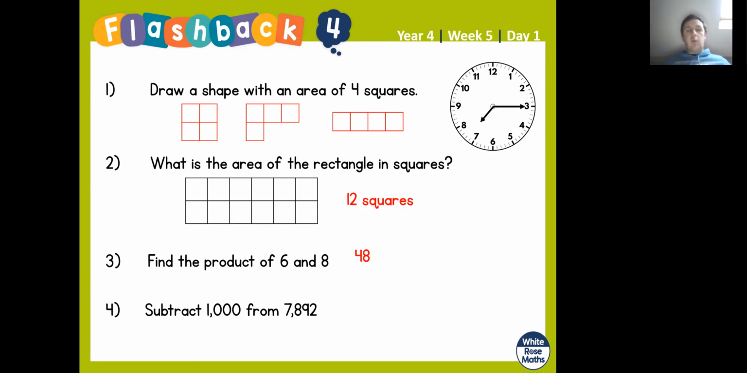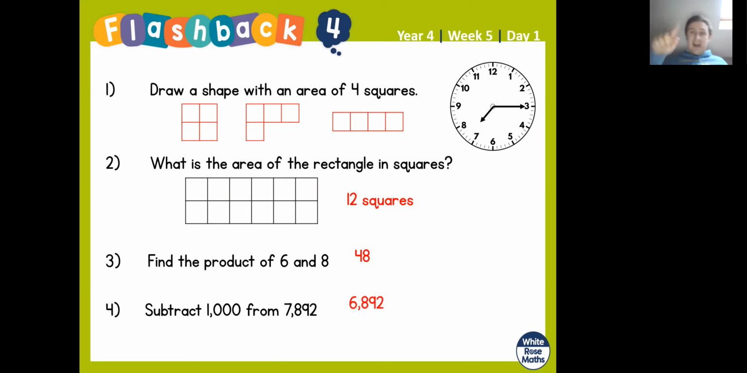And subtracting 1,000 from 7,892. Well, you know what? There's a trick here because the 892 isn't going to change. It's just the thousands. And if I'm subtracting 1,000 from 7,000, I'm going to be left with 6,892.